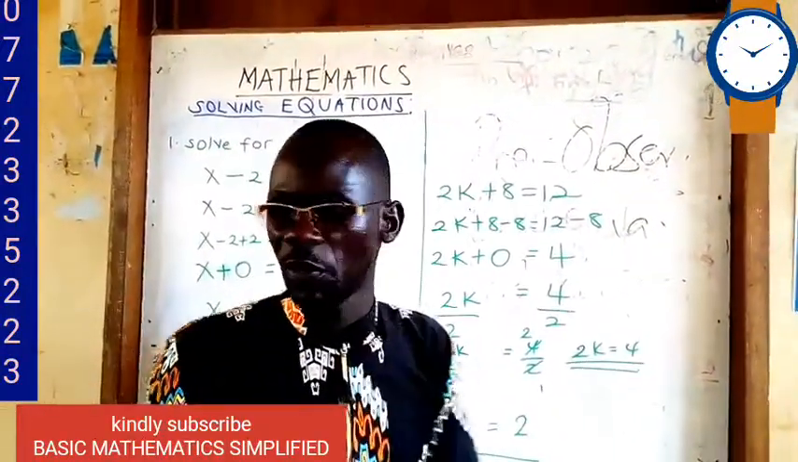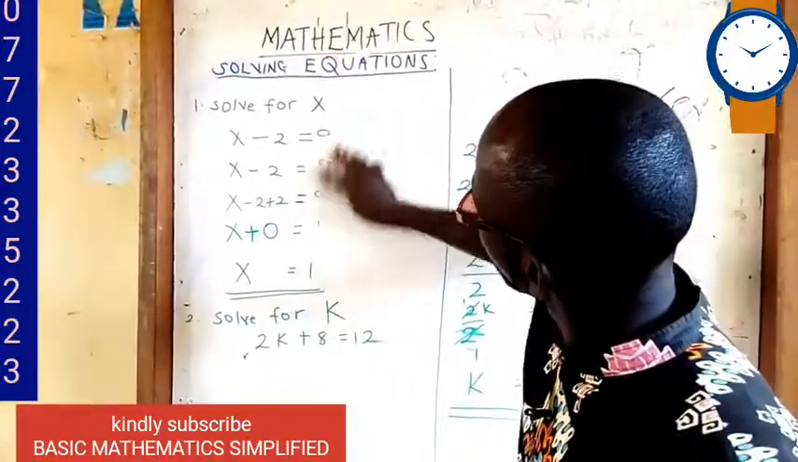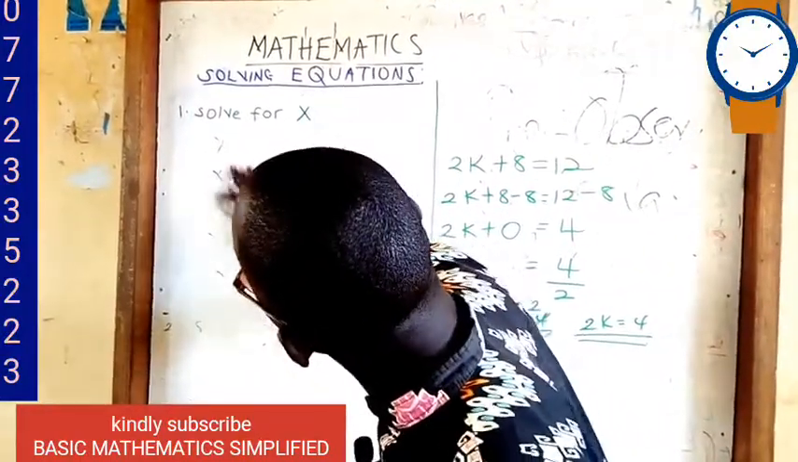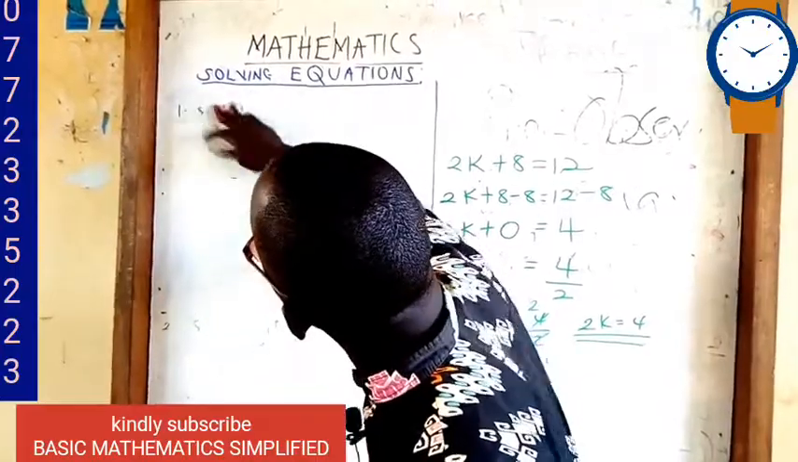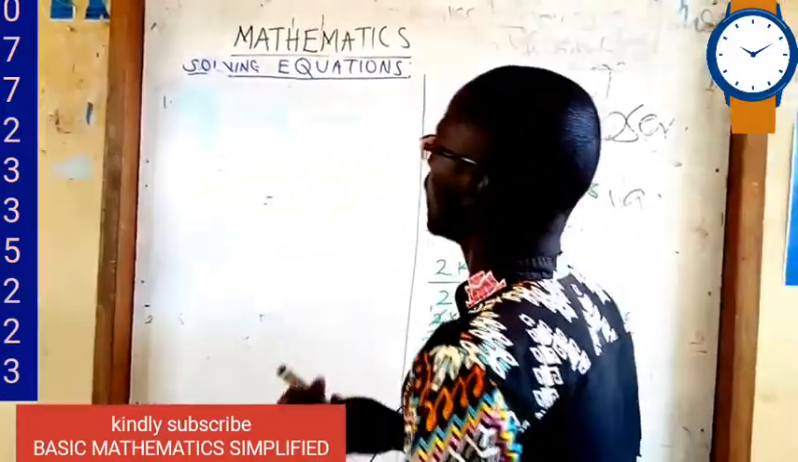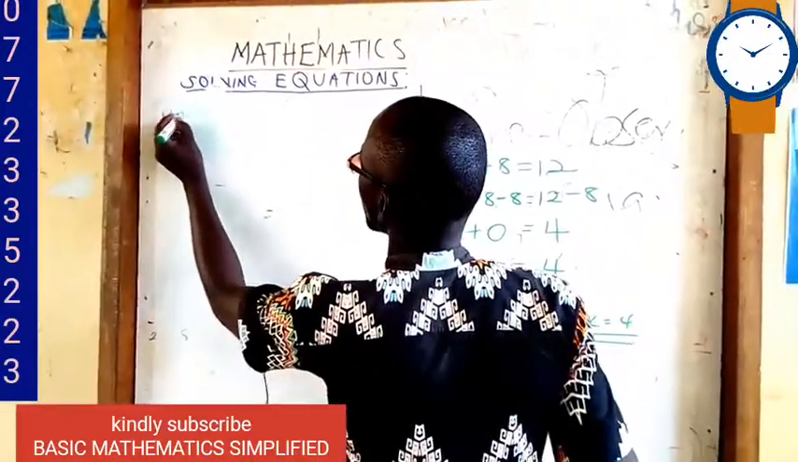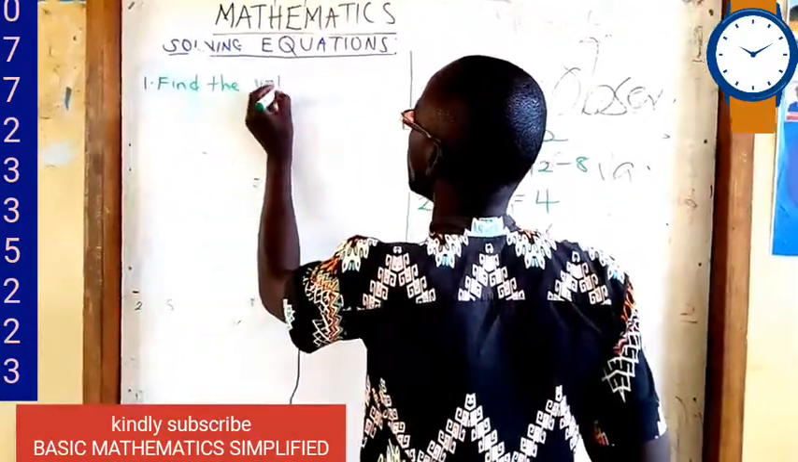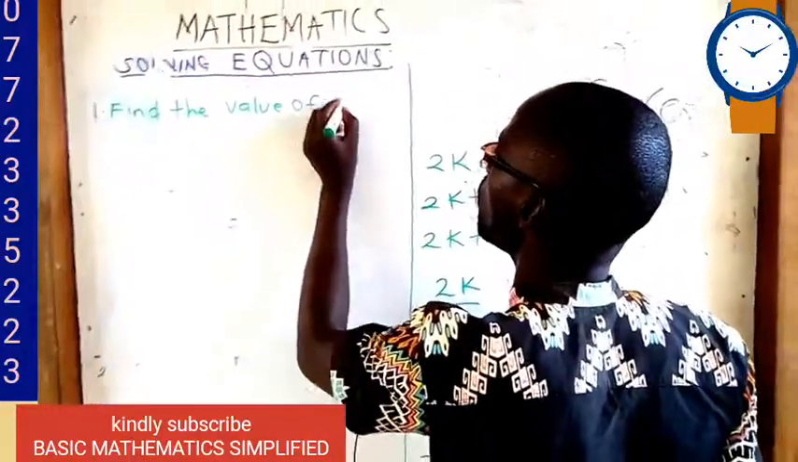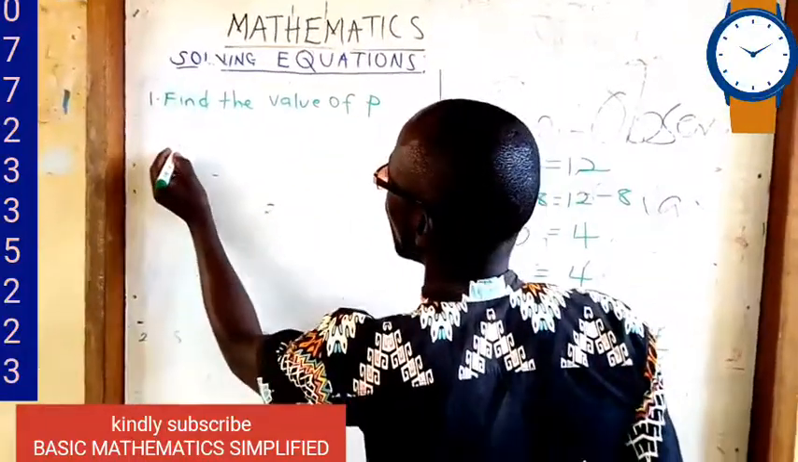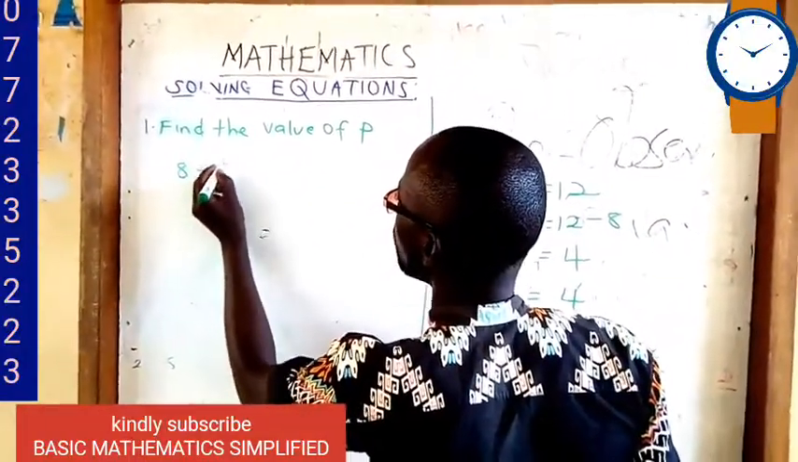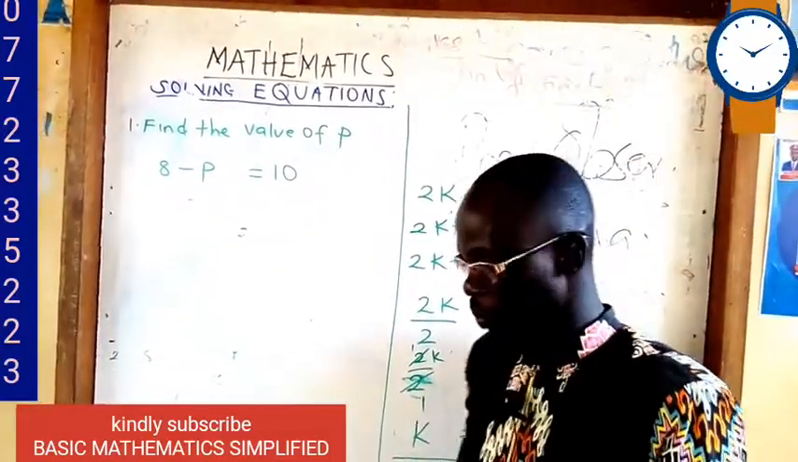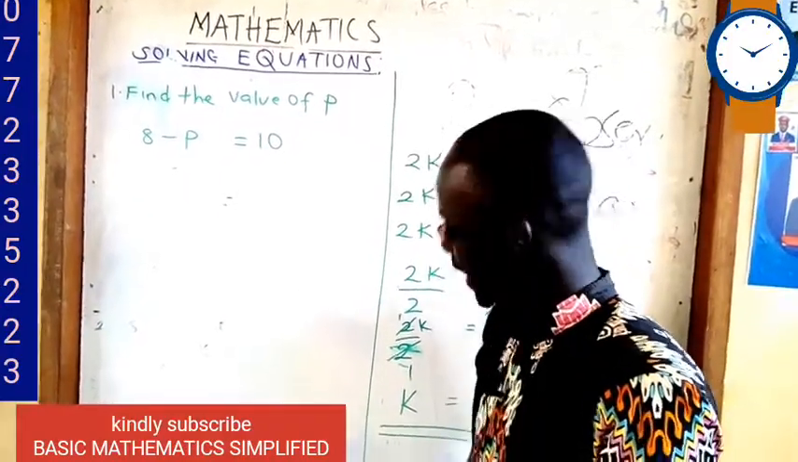Maybe example 3. We can handle our example 3 right from here. This time we can use another letter of our choice. At times they say, find the value of p. So we can have 8 minus p equals 10.